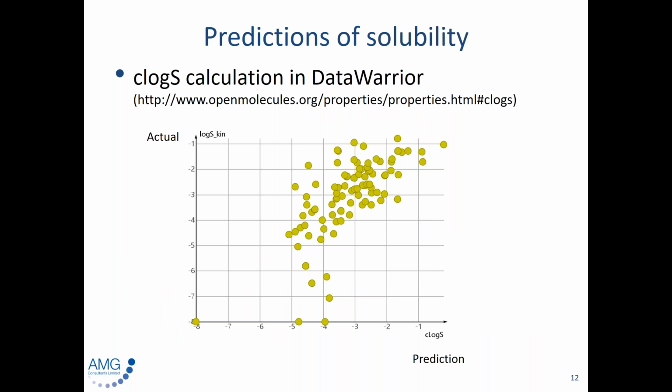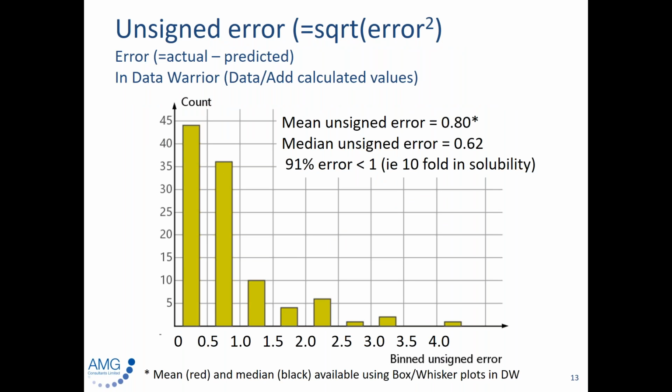If you download that and put it into Data Warrior, on the y-axis here we've got the log of kinetic solubility for the compounds in the data set, and on the x-axis, the predicted log of solubility. This is a scatter plot of the prediction against actual, and what you can do is look at the size of the error. It's easiest to think in terms of unsigned error for some purposes, so simply the square root of the error squared, or there are other ways to do it, but that's simple.